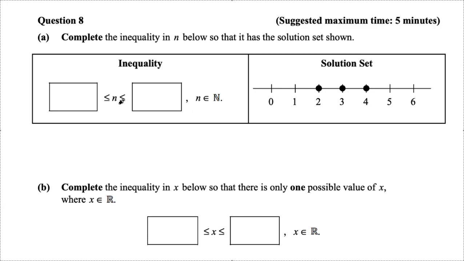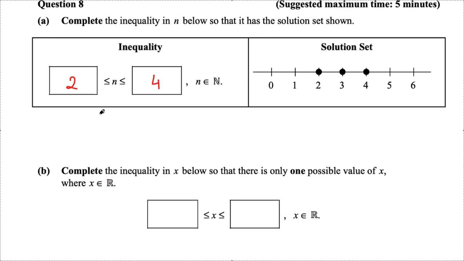Now in this case it is saying that n is greater than or equal to this number, which is the lowest it's going to be, but it is less than or equal to this number, which is the highest that it's going to be. And it's a natural number. We could have told that from the dots. So the lowest it can be is 2. There is a dot on 2, which means it can be 2. The same with 4, it can be 4. So it's between 2 and 4.